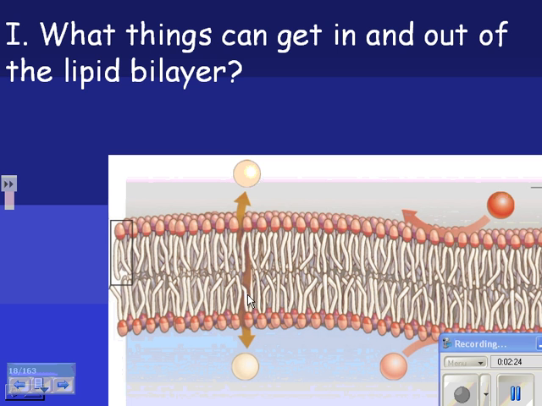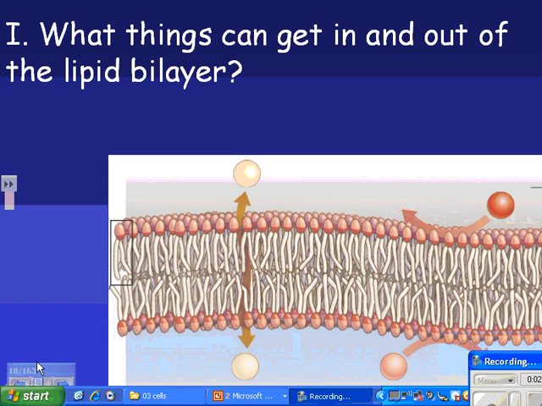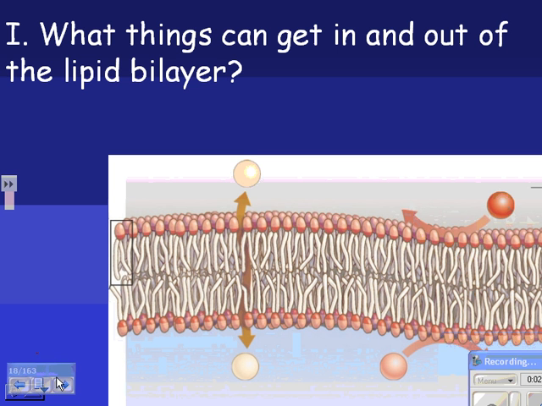So what things can get in and out of the lipid bilayer? So notice with this that you can't see any proteins embedded in the cell membrane. And that's because first we want to look at what can actually go in and out of just the lipid bilayer. So you can see that some molecules can go right through and some molecules or atoms or ions cannot. And so what we want to think about is what can go through and what cannot.